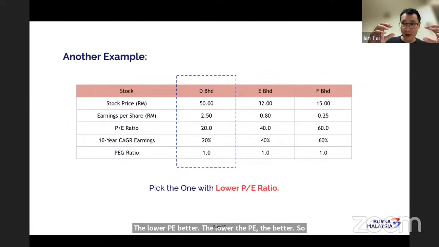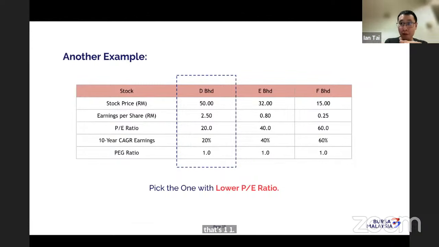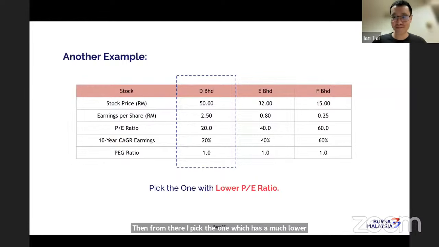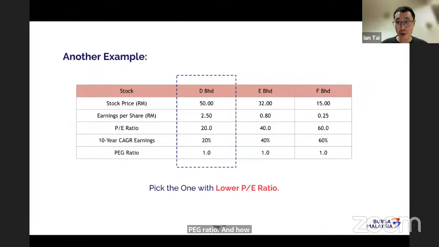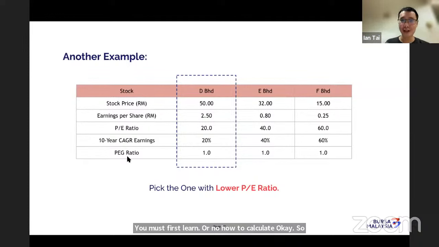So that's round 1. Now, round 2 is, let's say when I have a pool of very good stocks and their PE ratio is, let's say, around 20, then from there, I pick the one which has a much lower PEG ratio. And how do I calculate the PEG ratio? You must first learn or know how to calculate CAGR. So CAGR helps you to calculate PEG ratio. So that is actually how all these things work in order to help me make better investment decisions.